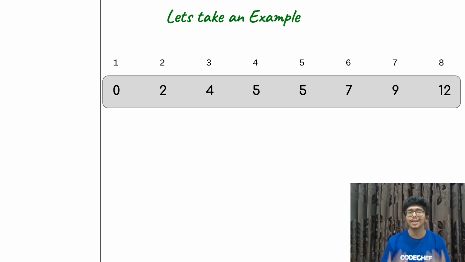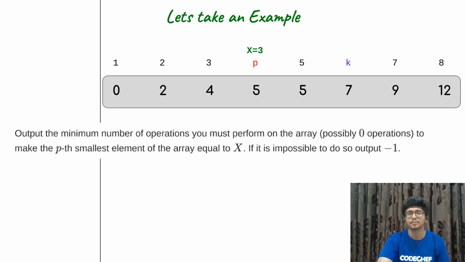Now let's suppose that the value of p is 4 and the value of k is 6. Let's suppose that the value of x is 3. Now if you see what the problem exactly asks me to do, we need to output the minimum number of operations required to transform the element at position p to the value of x. So in this case a of p is 3. We need to transform the pth smallest element to the value of x, which is 3.